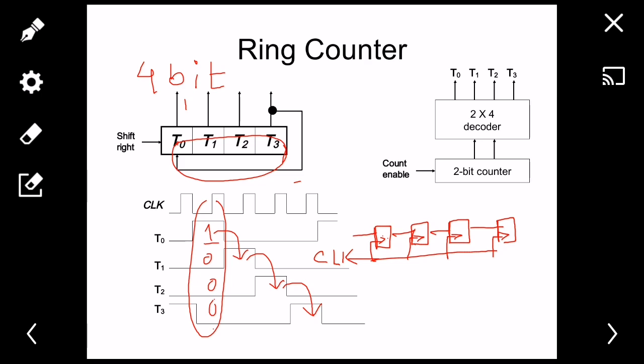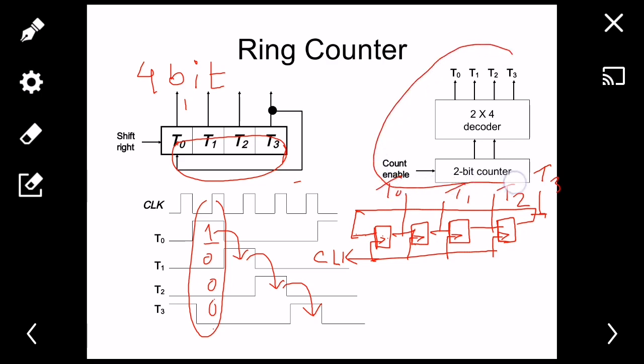So this is your input, and this is your output. Now I will just make this connection to make it a ring counter. So the output of the last one is the input of the first one. So this point right here is t0, this is in fact t1, this will be t2, and this point will be t3. So this is one way to construct a 4-bit ring counter. Another way is drawn above right here, you can see this.